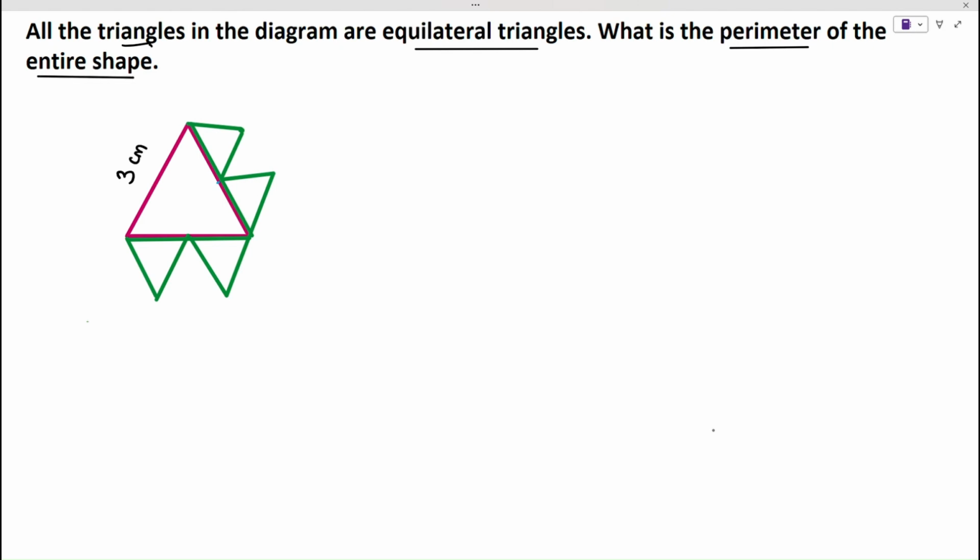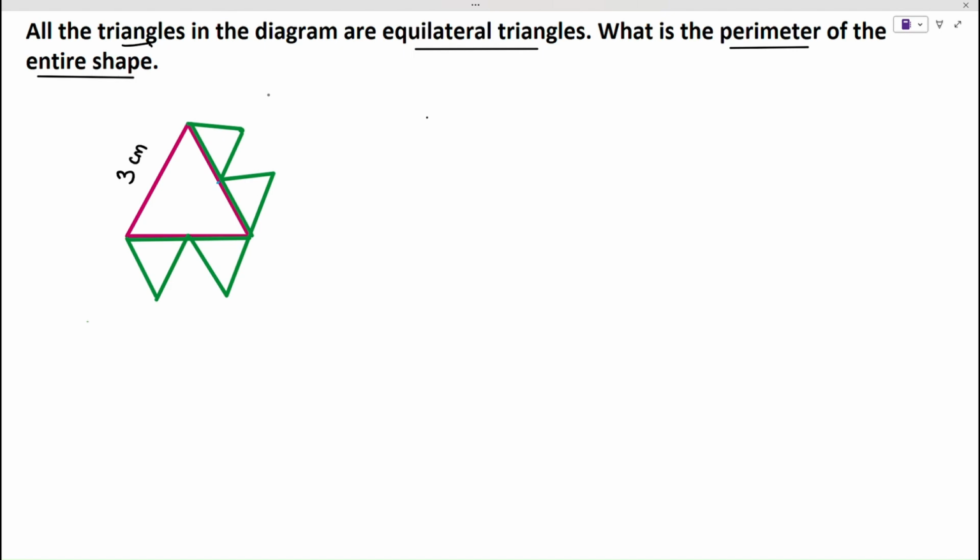The side length of our larger equilateral triangle is 3 centimeters. This means that the other sides of our large equilateral triangle will also be 3 centimeters as well. Now, we can see here that there are 2 smaller equilateral triangles on the side of our larger equilateral triangle. Since both equilateral triangles are the same size, the 3 centimeters get split into 2 different sections.